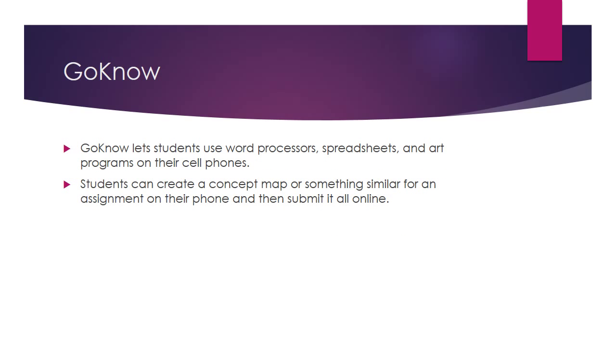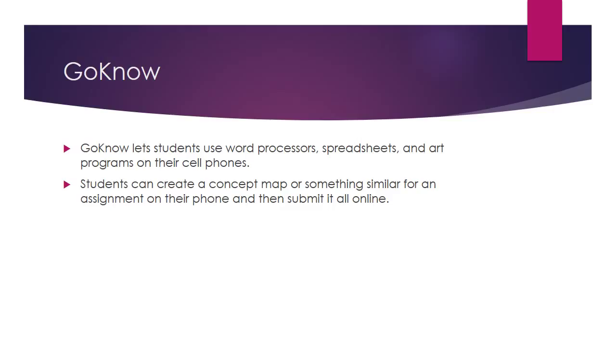The last one is GoKnow. GoKnow lets students use word processors, spreadsheets, and art programs plus more on their cell phones. It basically turns their smartphone into an actual computer. Students can create, for example, a concept map. I saw one teacher talking about doing the water cycle. And not only can they create it on their phone, but they can also submit it all online.